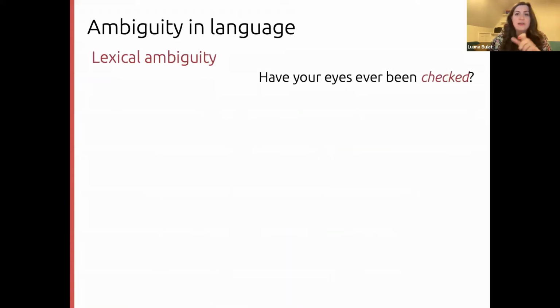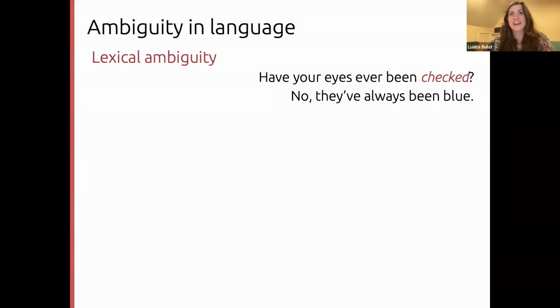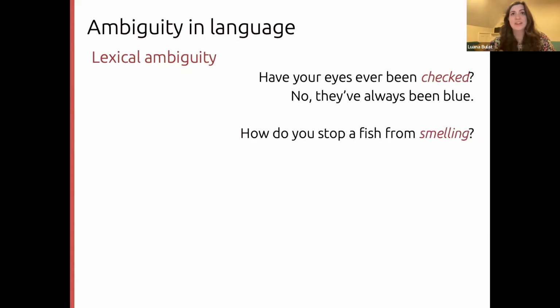So we'll just take ambiguity for an example. And lexical ambiguity in particular, and that's the fact that a word can have more than one meaning, makes jokes really funny, but language processing really difficult. So here we have the question, have your eyes ever been checked? And the answer, no, they've always been blue. So just a play on the word checked. And another one, how do you stop a fish from smelling? To which the answer is cut off its nose.